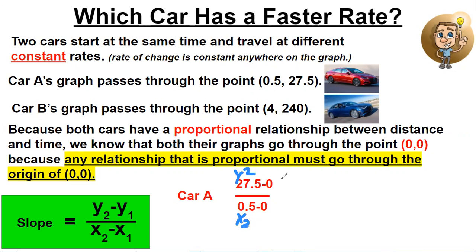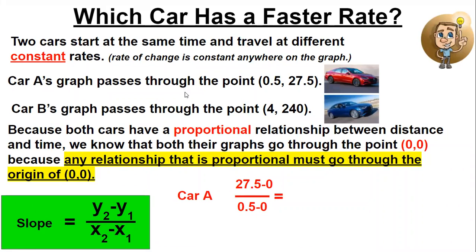And then I used 0, 0 for my y1 and my x1. Okay, and then I do the math. So I just get 27.5 over 0.5, right? And I divide that with my calculator and I get 55 miles per hour. So 27.5 divided by 0.5. So car A goes at 55 miles per hour.